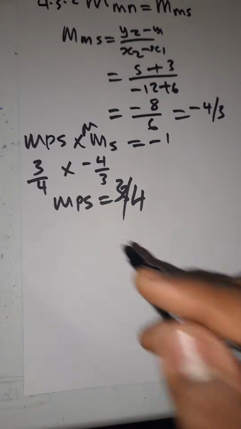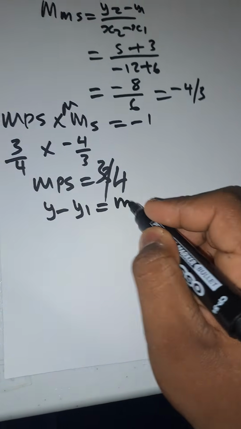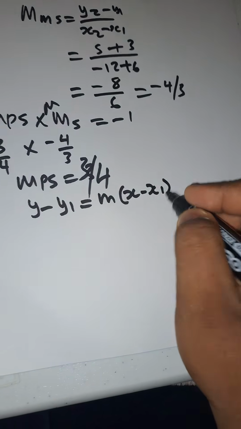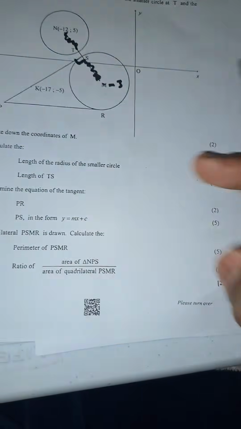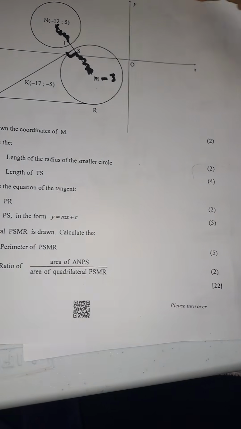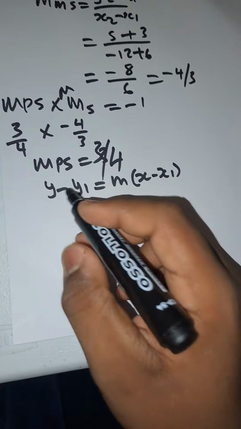Okay? So, I love this formula: y minus y1 is equal to m times x minus x1. Now I have to have a point and a gradient. Already I have the gradient, and I have this point, which is K. It lies on the line there, right? So now I'm going to substitute: my y is minus 5, my x is 17.